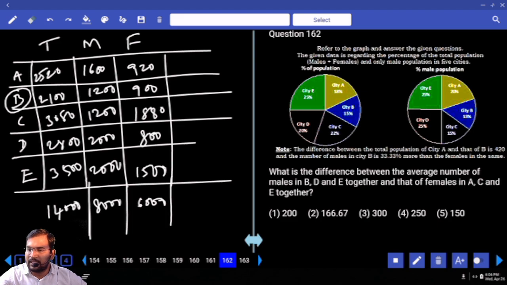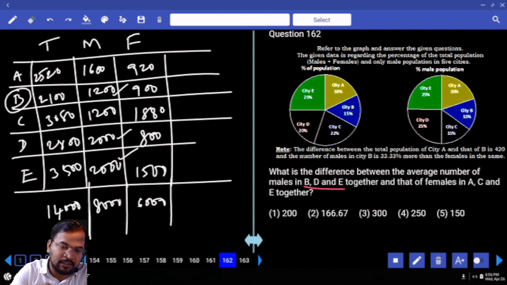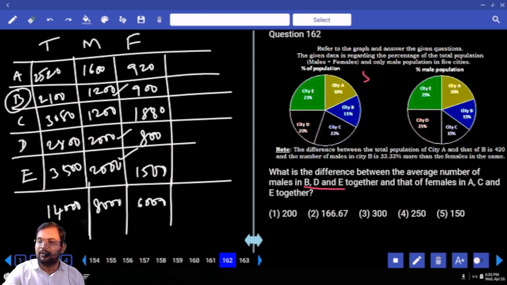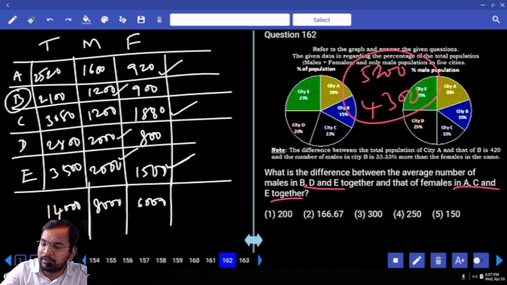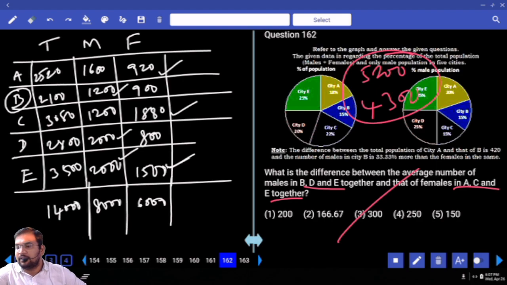Next. What is the difference between the average number of males in BDE together and the females in ACE together? BDE males first: 5,000. Just keep aside, don't calculate the average yet. ACE females: 1,900 plus 900 is 2,800, 2,800 plus 1,500 is 4,300. Difference is how much? They're asking for the average. You could do 5,200 by 3 and 4,300 by 3 and get the same answer, but that will be a circus. All of you clear? Go for the difference and then take the average. Are you ready?